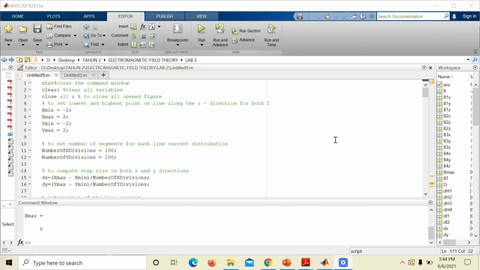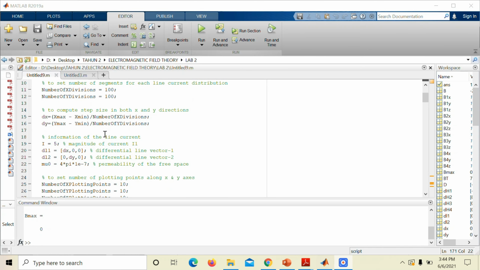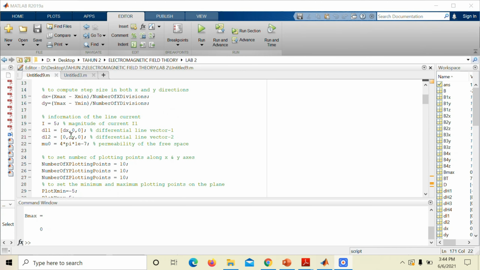And today I would like to explain the coding in MATLAB. First we have to set the lowest and highest points, X minimum, X maximum, Y minimum and Y maximum. And then we have to set the number of segments for each line current, where the number of divisions is 100. And we have to compute the step size in both X and Y directions.